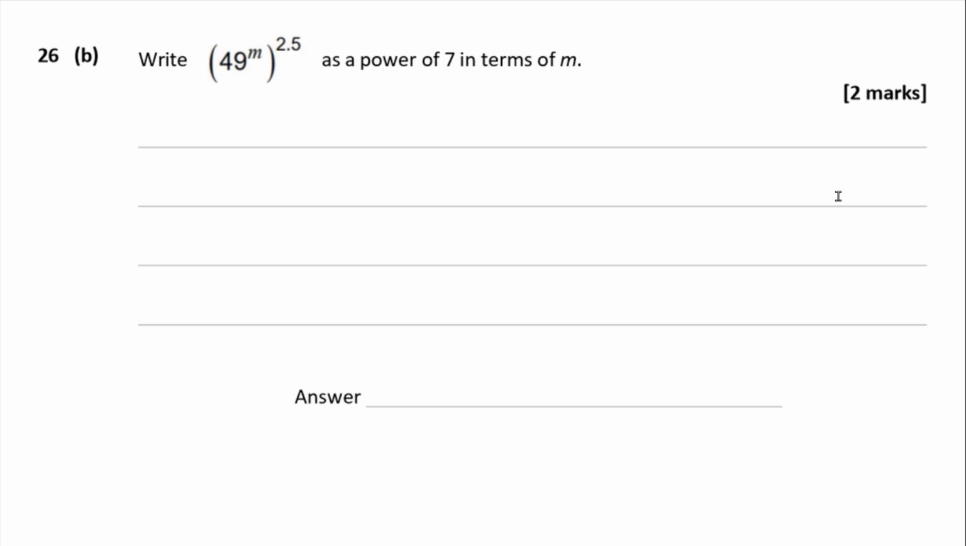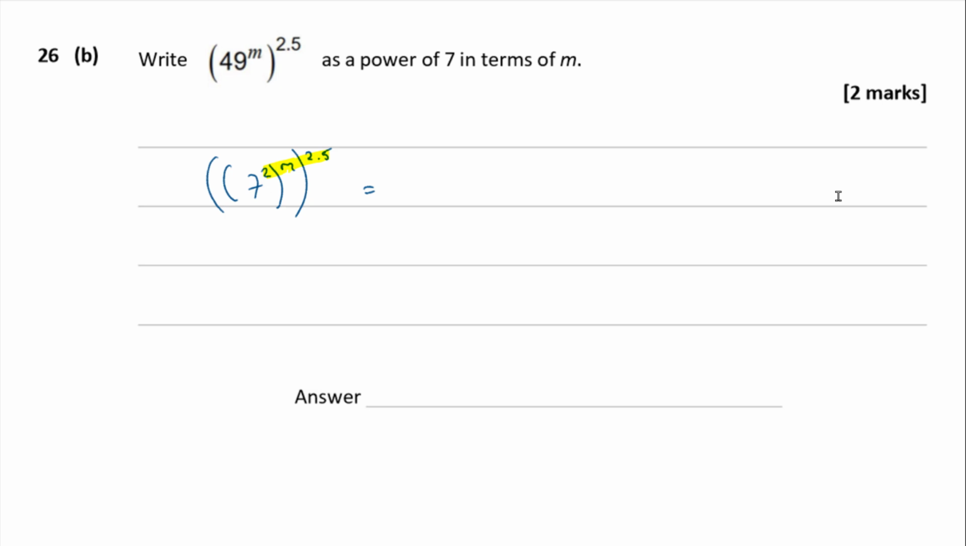Part B says, write 49 to the power of m to the power of 2.5 as a power of 7 in terms of m. Okay, so I can see that 49 in the middle is 7 squared. So the first thing I'm going to do is replace that 49 with 7 squared. So I've got 7 squared raised to the power of m, and then that is raised to the power of 2.5. Got a bit of a power tower going on here. So you can just multiply all these things together, because when you've got an index of an index, you just multiply them. So I'm going to do 2 times m, and then times by 2.5. In other words, I just need to multiply those three things together.